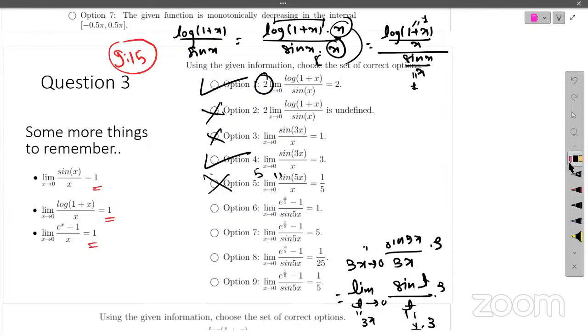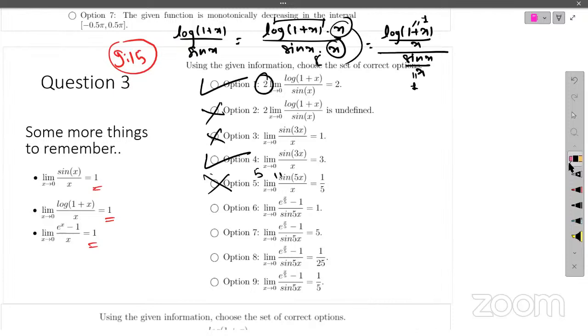You also have to take care of the x going to 0, or 3x going to 0, or something else going to 0. If all those match, then we can use our known limit. So here it's written that (e to the power x by 5 minus 1) upon sine of 5x.